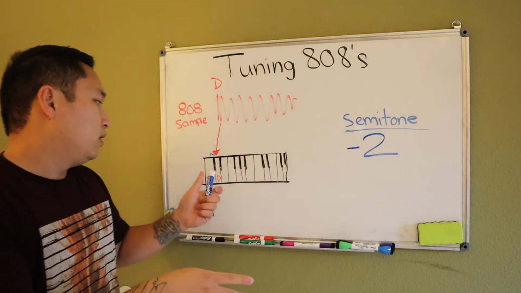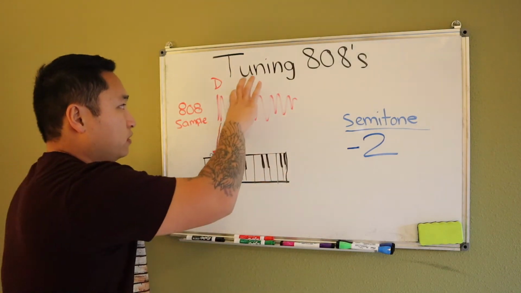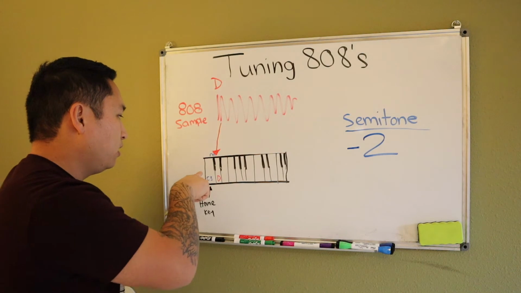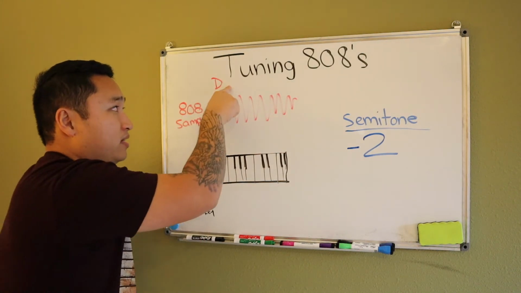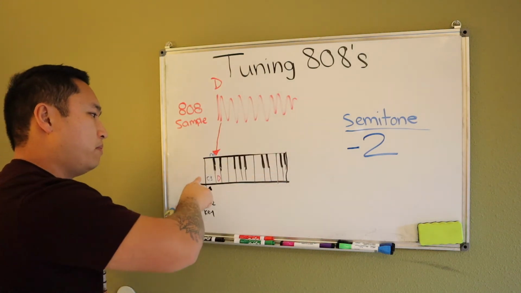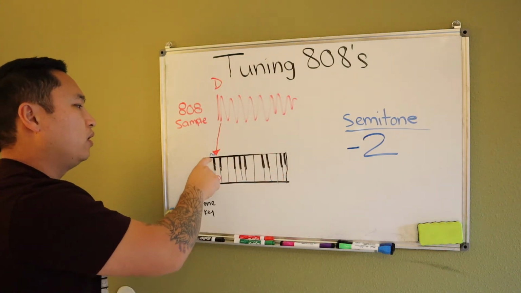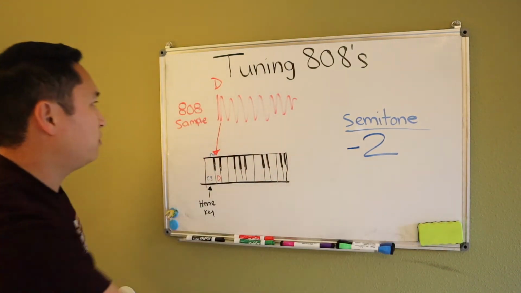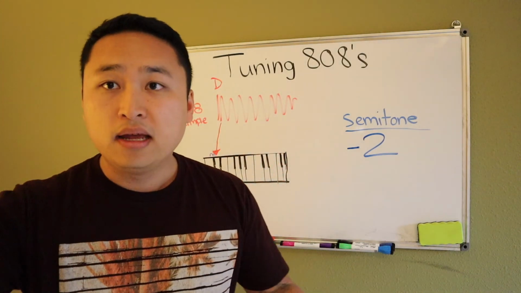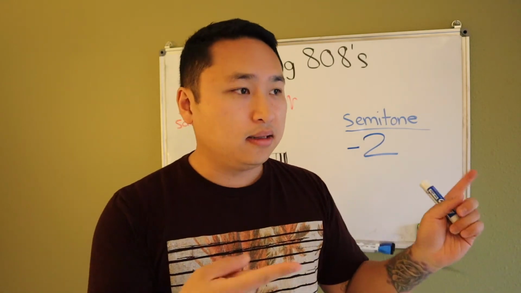Okay, so again, if you have a sample that's D and you plug it straight into your sampler, when you hit C, it's going to play D because that's what the sample is tuned to. So you're going to have to retune it so that it matches your keyboard. And we go 1, 2. -2 semitones to get from D to C so that everything lands properly. Now let me show you how to do this in the DAW.